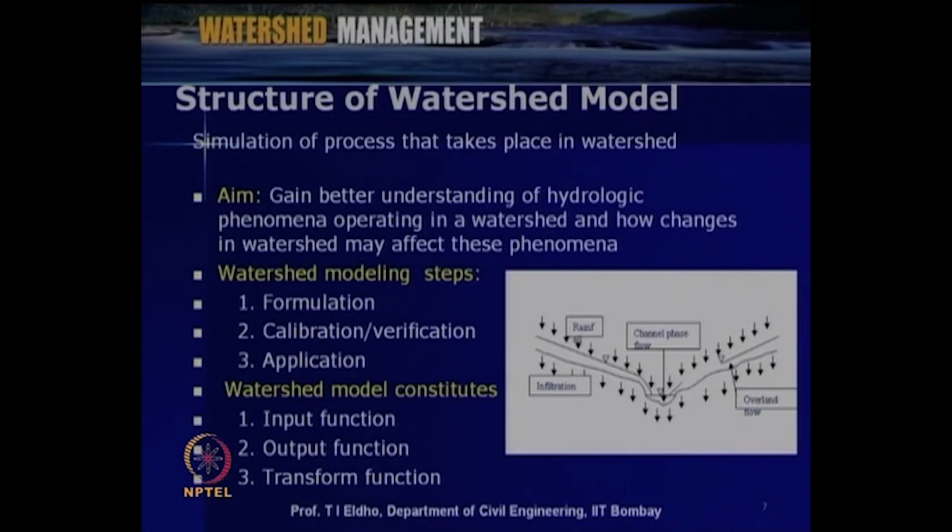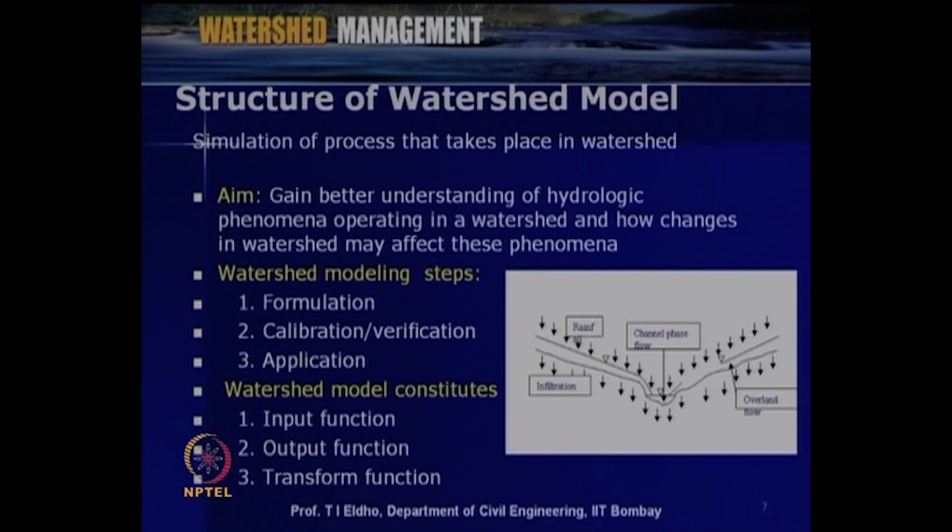Then we have to calibrate and verify that particular model. The calibration process includes identifying various parameters which govern the various processes taking place within the watershed. Verification means we are checking whether the model is giving appropriate results. Then we apply the model for a particular simulation for the given condition. That is the third step, the application.